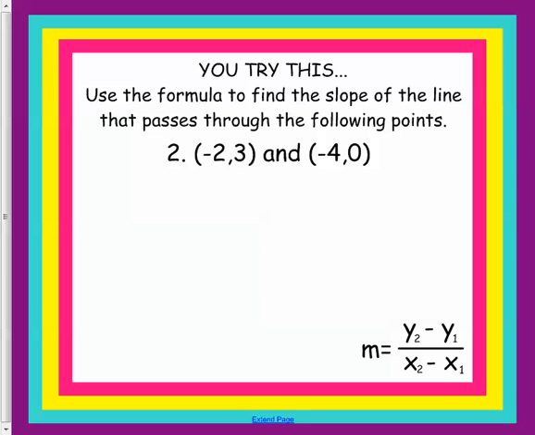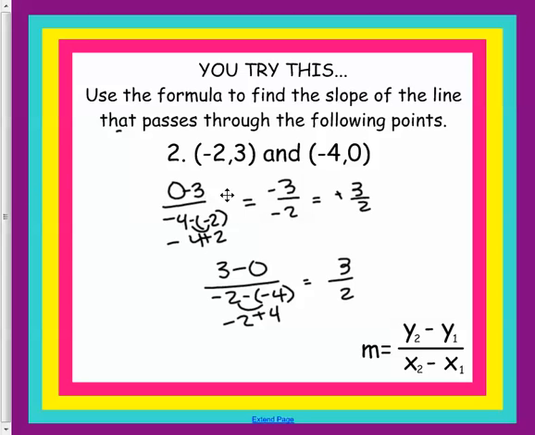Okay, so here's what I did. I took 0 minus 3 and got negative 3, and this was a not, so it's negative 4 plus 2. So since they're both negative, it simplifies to a positive, which we don't really need that plus sign. If you did it this way, 3 minus 0 would be 3, and negative 2, and this is again a not, so plus 4 is positive 2. So your slope is 3/2.